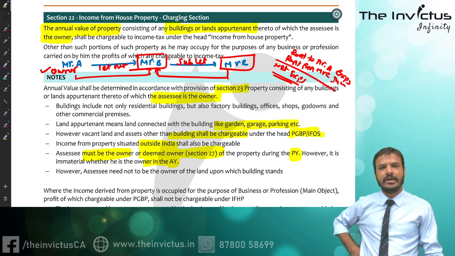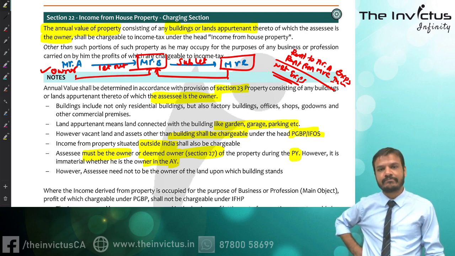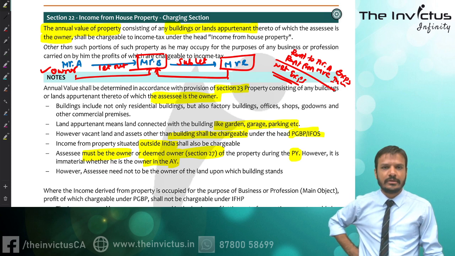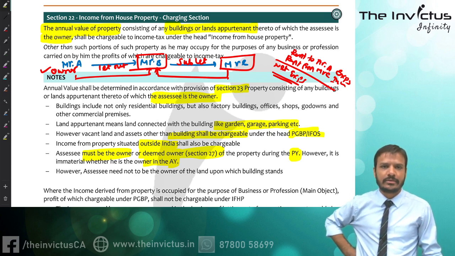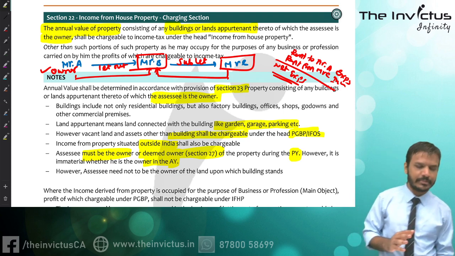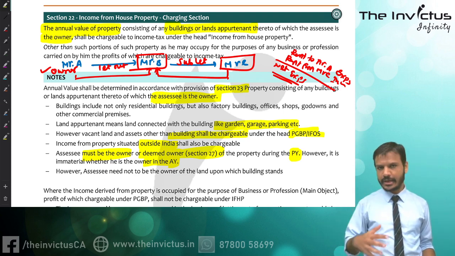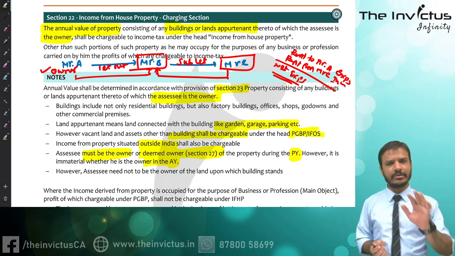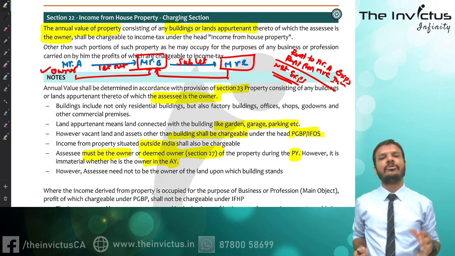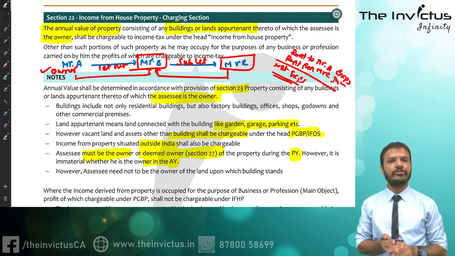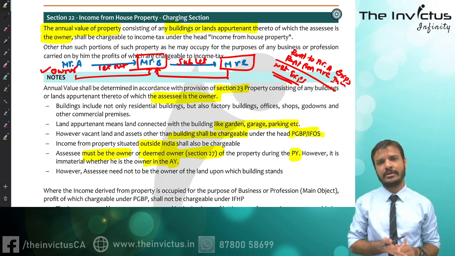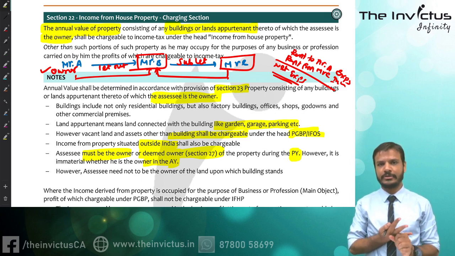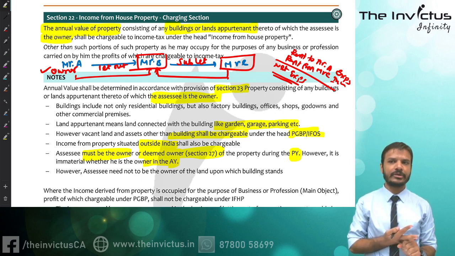Then, if I am not the owner, you say that, sir, there is no question of the income at all, no? If I am an owner during the previous year, then any income that is generated will be computed, right? But if I am not the owner at all in the assessment year, then there is no question of income also, no? You getting my point, right?